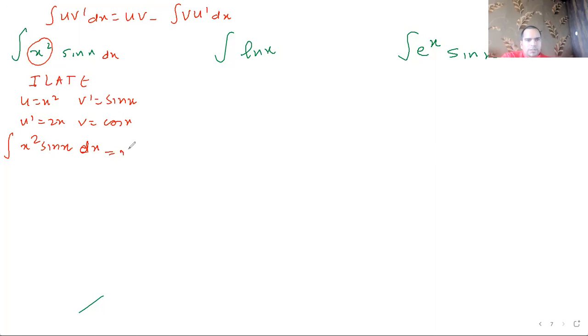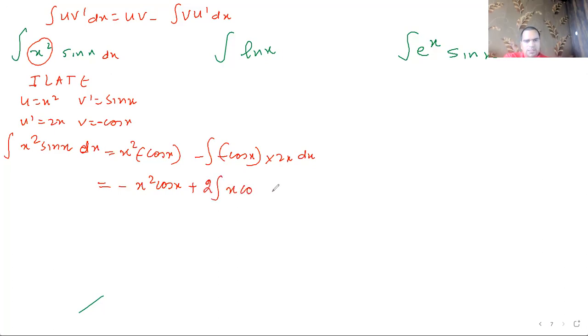uv, which is x squared. Sorry, this is going to be negative cos x. So x squared times negative cos x, minus integration of negative cos x times 2x. So as a result of this, you'll notice that it is negative x squared cos x plus 2, you can take it outside, times integration of x cos x dx.